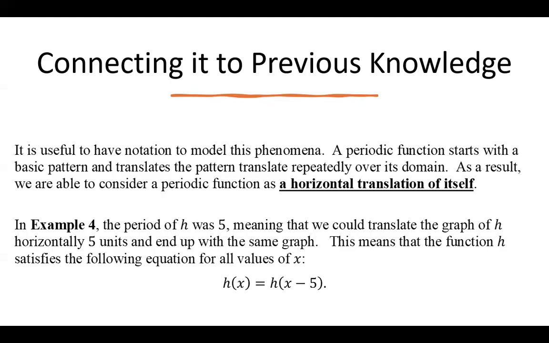Does that make sense? And so if you go back and look at example four, we knew that our period was five, meaning that we could translate it any way that we wanted to, 5 units to the left or 5 units to the right. And so the equation of our transformation would be x minus 5. We're taking whatever that function piece and where we're starting at, and we're moving it 5 units to the left. Oh, in this case, it'll be 5 units to the right because it's x minus 5. But 5 units to the right, and then shifting back and forth.